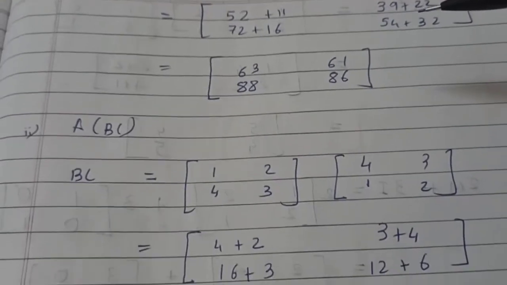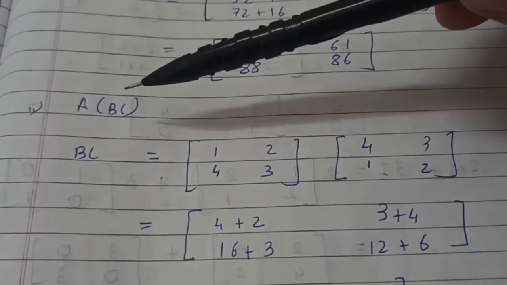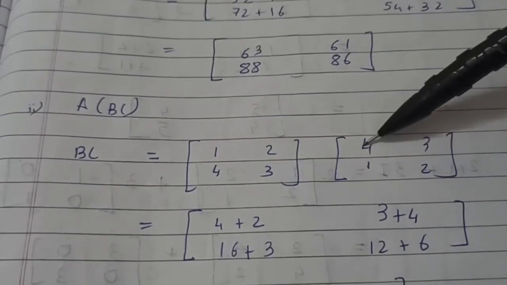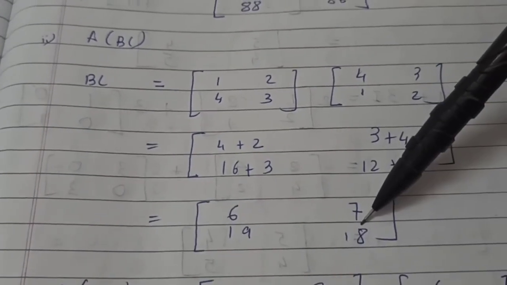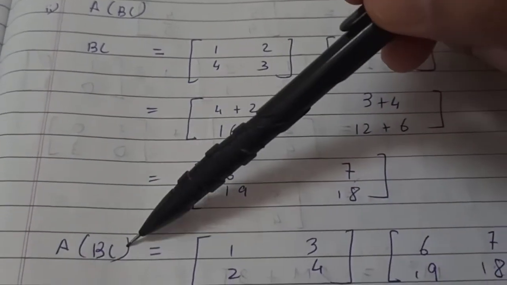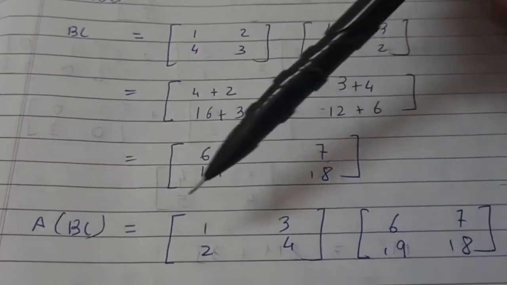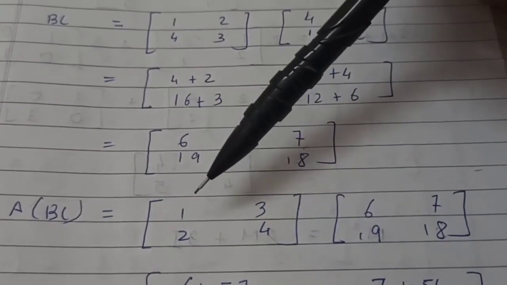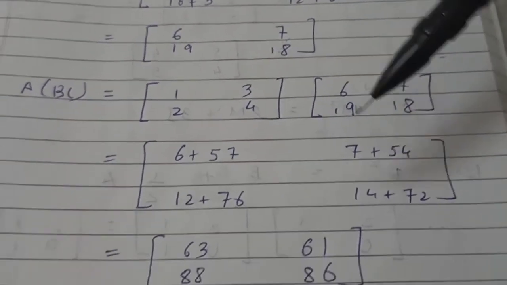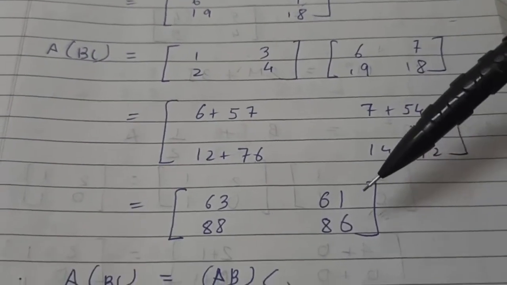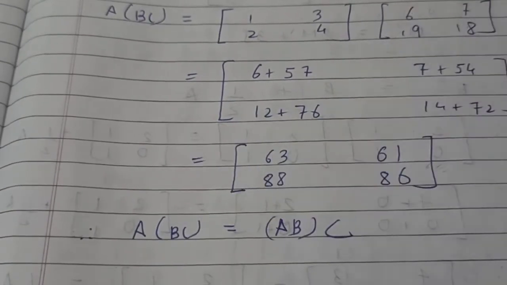Next, Roman number 2. First we'll multiply B and C, we'll get the answer. And now we will multiply A with that answer. And remember, A is on the left, it comes first. The order matters here. So A into BC, BC we found the answer. So again multiply and check, are you getting this answer? And then we will say that indeed they are equal.